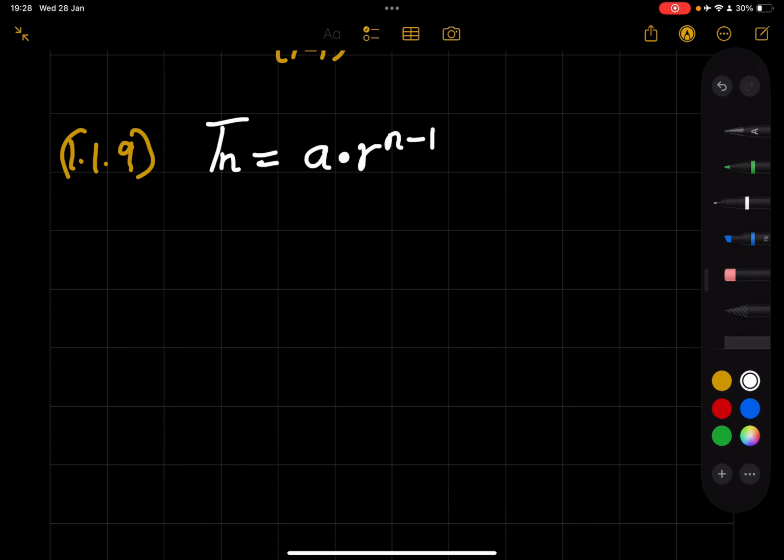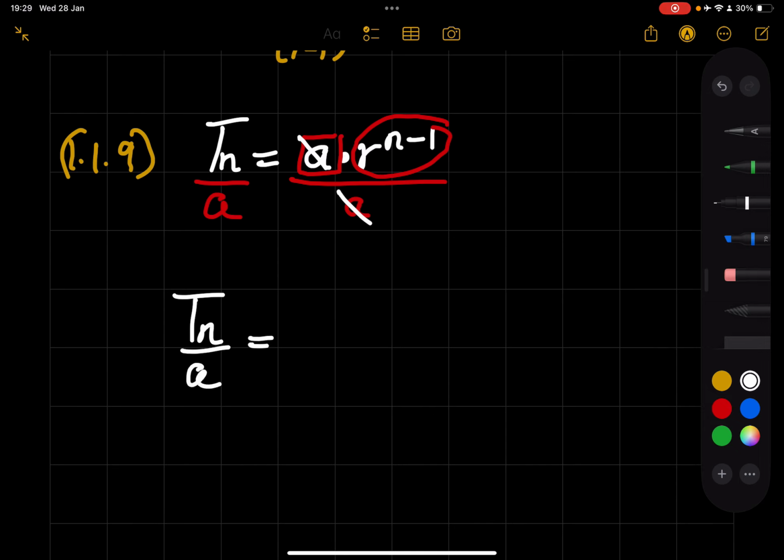So obviously, the first thing that we're going to do here is to divide both sides by a, because a doesn't form part of the n. It's easy to remove it. A is multiplying at the moment, so we must divide to neutralize it. So we divide both sides by a, and a is gone. So we now have Tn over a is equal to r to the power n minus 1.